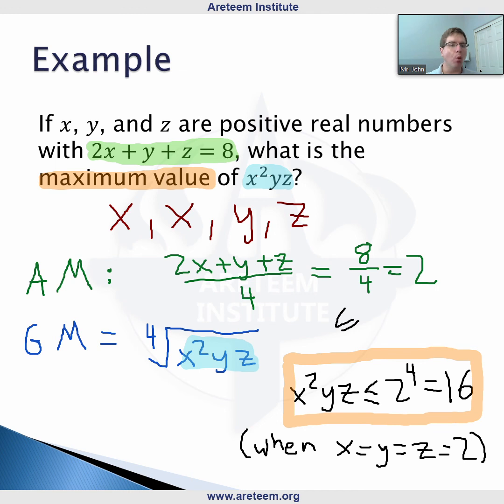There are a lot more confusing examples where you have to do some manipulations with these things, but even in simple cases, it's a pretty powerful tool for dealing with maximizing things, minimizing things, and some optimization questions as well.